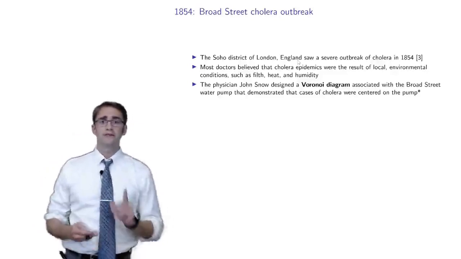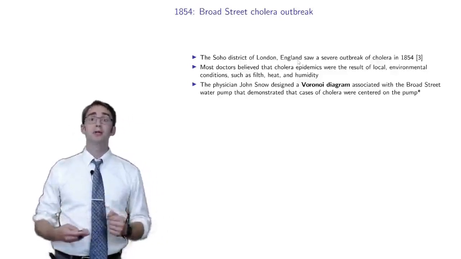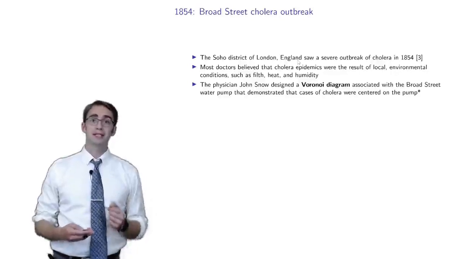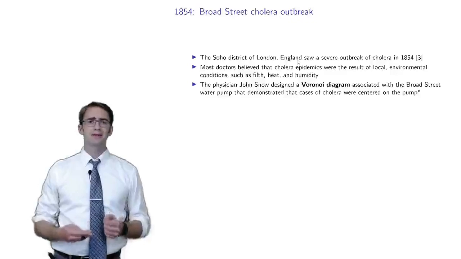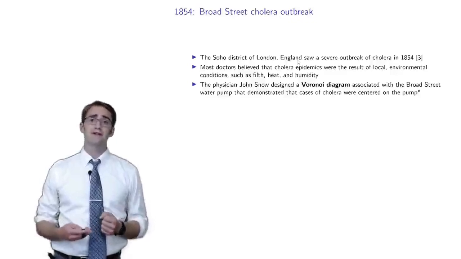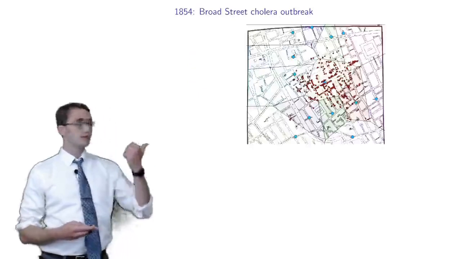John Snow was a physician who postulated that actually it was due to germs. And he expressed this using a diagram that I'm going to show you on the next page that illustrated or demonstrated why it was likely that, in fact, cholera was being spread due to germs. In fact, he found the picture that you see here.